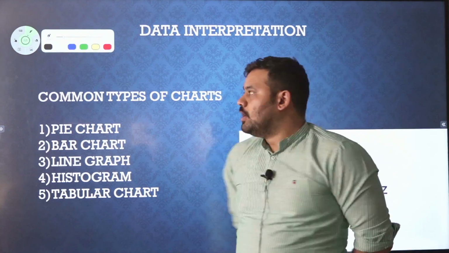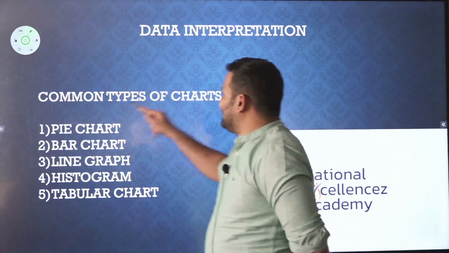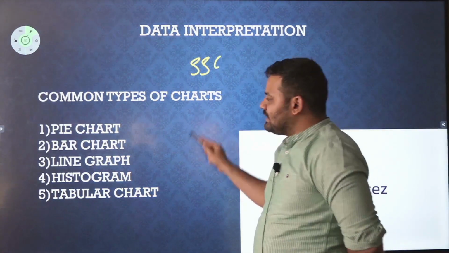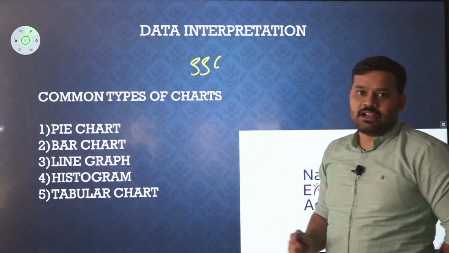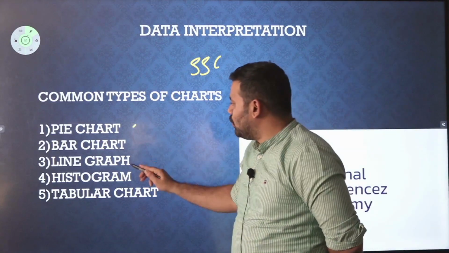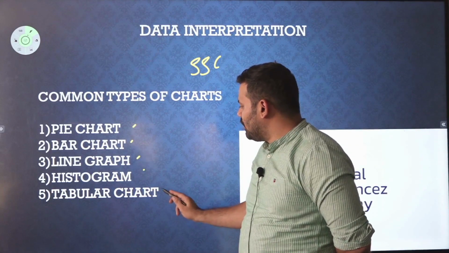answer the question that is given. So, in data interpretation, basically, for SSC exams, for Staff Selection Commission exams, these are the 5 different types of charts or common types of charts that you will come across in SSC. One is pie chart, one more is bar chart, one more is line graph, one more is histogram, and tabular chart.